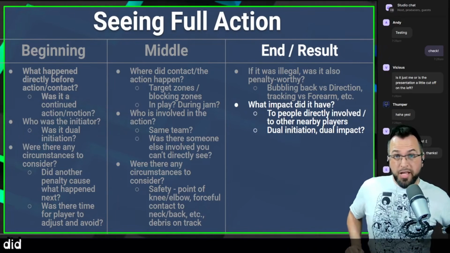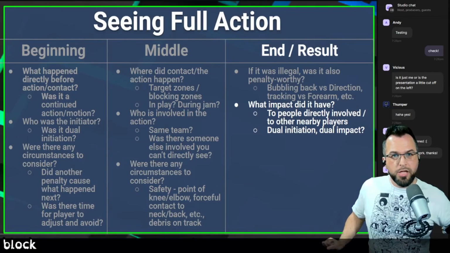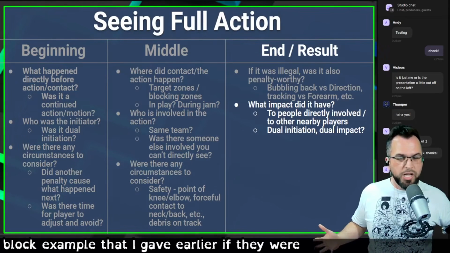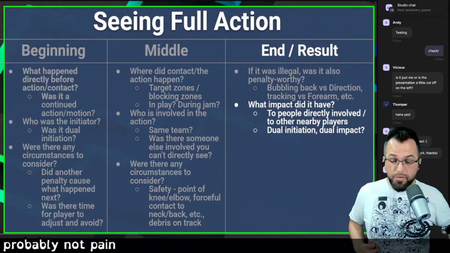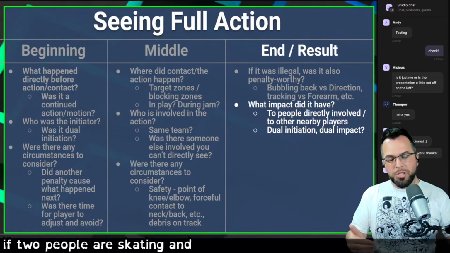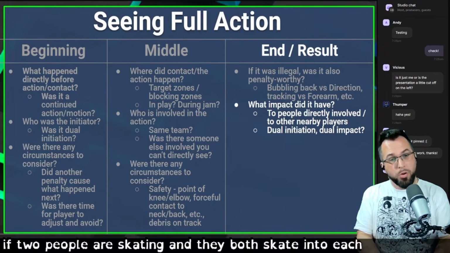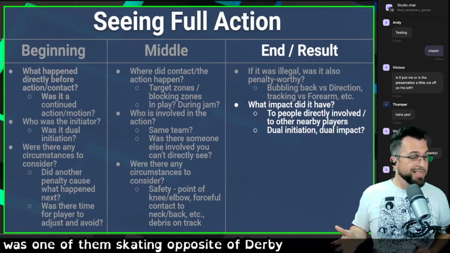Did both players initiate equally on each other? Kind of like the low block example that I gave earlier. If they were both initiators and they both had the same outcome from it, probably not penalizable. However, in that same example that I gave before, if two people are skating and they both skate into each other's skates and they both go down, was one of them skating opposite of derby direction? Because then that kind of changes things.